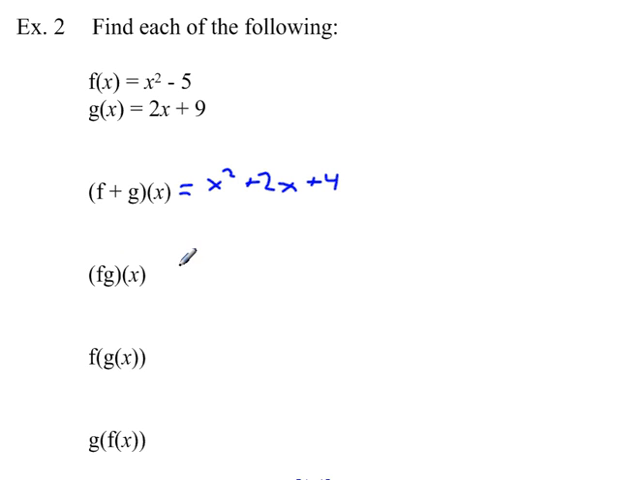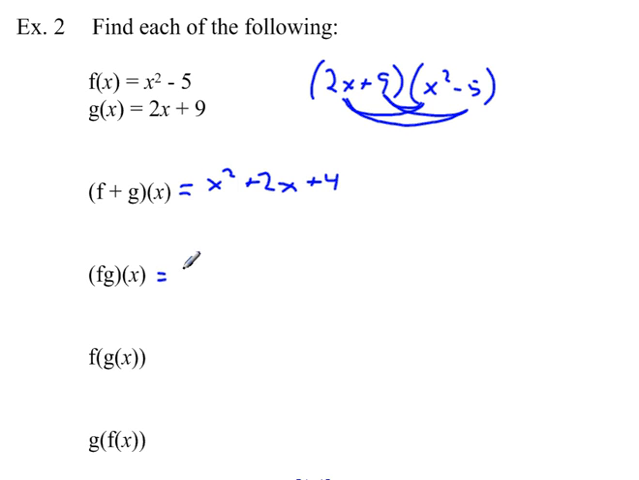This next one, f times g of x. I'm going to put this up here. That means we have, oh, and I should have written in the other order, but for multiplication, order does not matter. So I'm multiplying these two functions together. We can distribute to multiply. If we do that, we get 2x to the third power plus 9x squared minus 10x minus 45. No terms to combine. We are totally done.